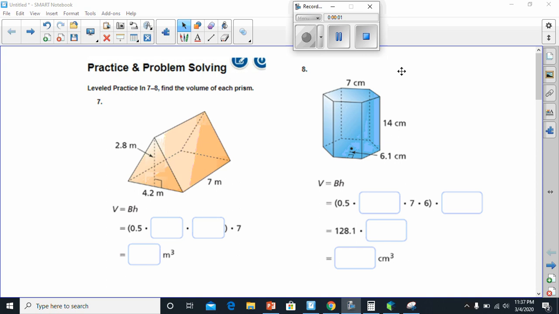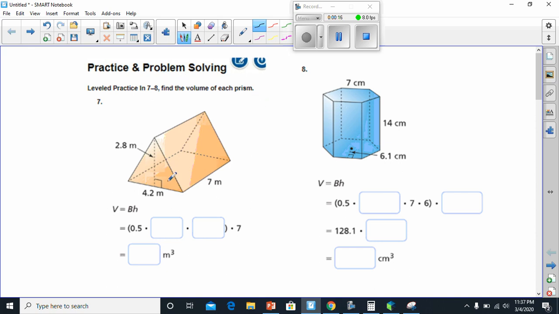Good evening, everybody. We're going to be doing solving problems involving volume tonight. Let's go ahead and work these out. First of all, we can see number 7 says level practice in 7 through 8, find the volume of each prism.